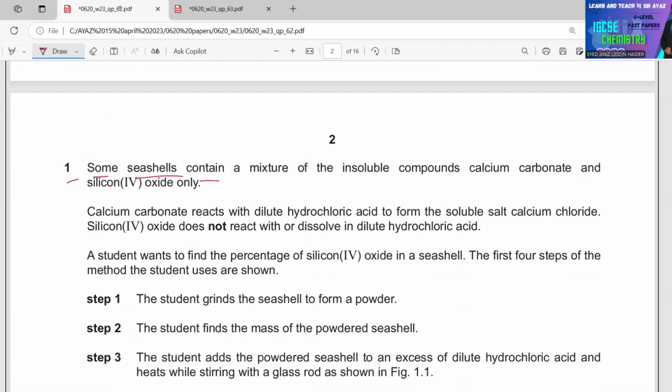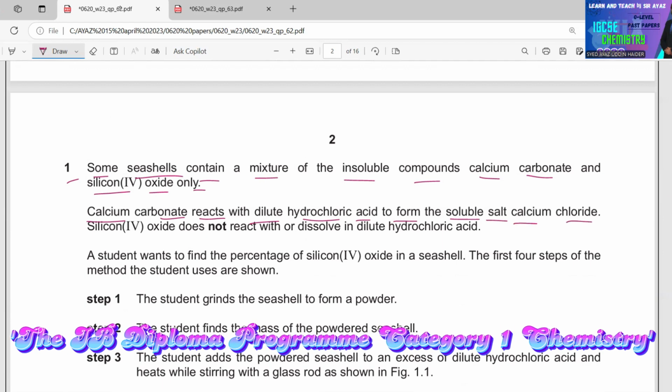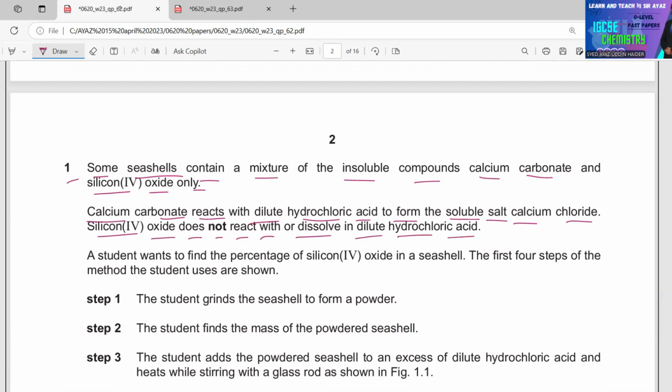Some seashells contain a mixture of the insoluble compounds calcium carbonate and silicon 4 oxide only. Calcium carbonate reacts with dilute hydrochloric acid to form the soluble salt, calcium chloride. Silicon 4 oxide does not react with or dissolve in dilute hydrochloric acid. A student wants to find the percentage of silicon 4 oxide in a seashell. The first 4 steps of the method the student uses are shown.